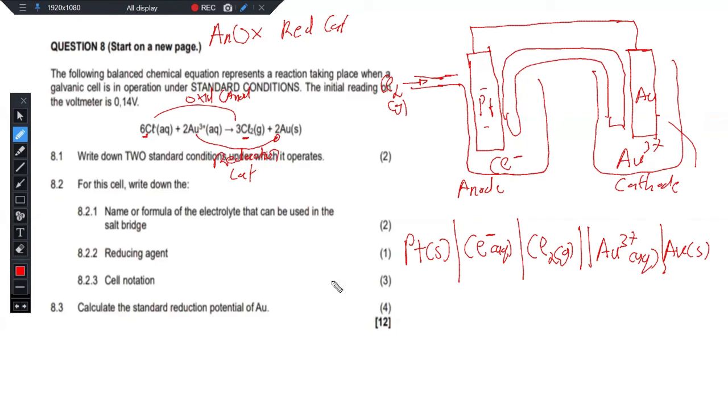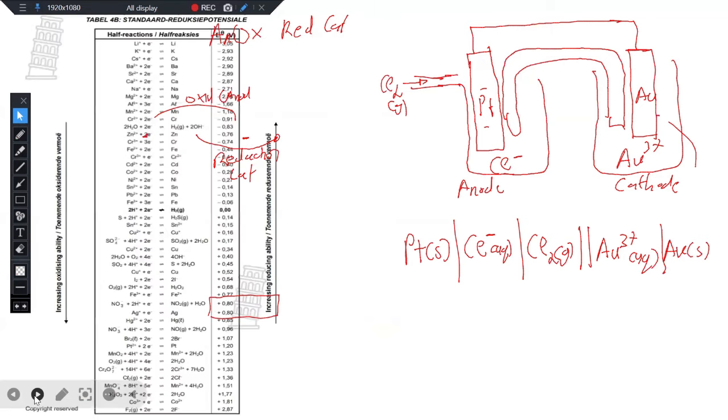Okay, so that's the cell notation. We have calculate the standard reduction potential of Au. Now, why are they making you calculate the standard reduction potential of Au? Let's go here. You will understand that Au is not given, right, in the standard reduction potential. So you can check it from up here all the way down here. You won't see any Au here, which is why they want you to calculate it, right?